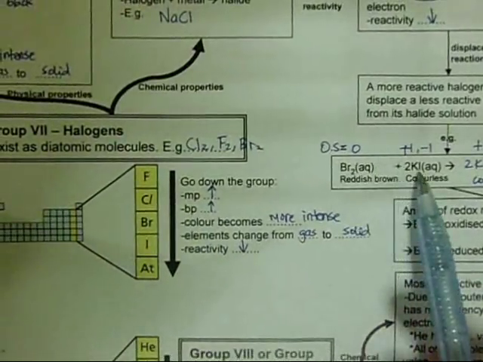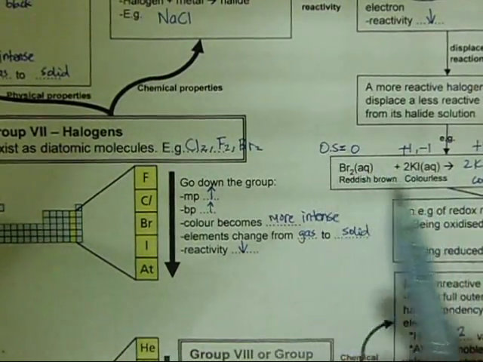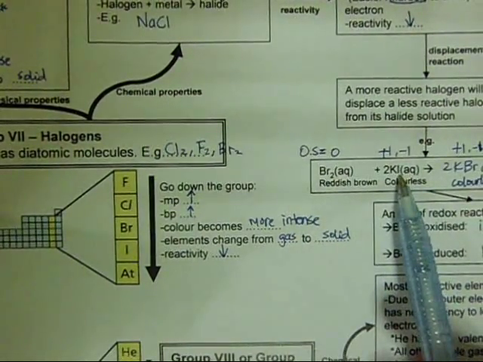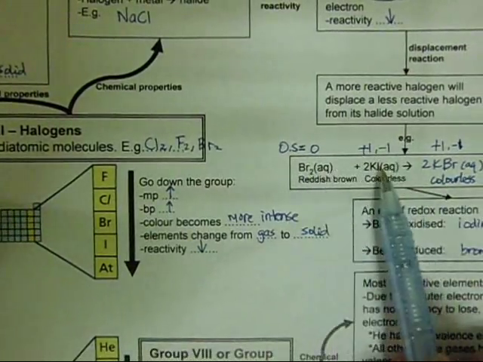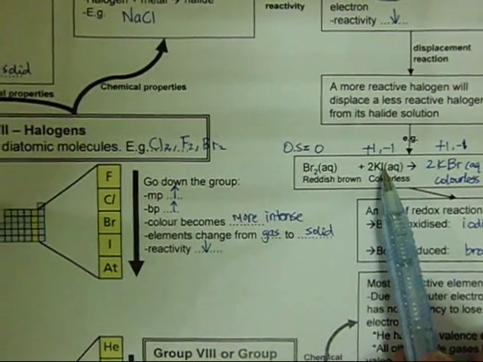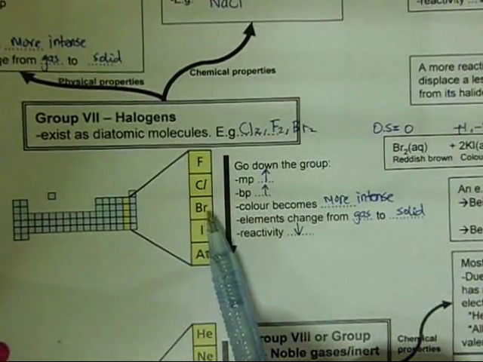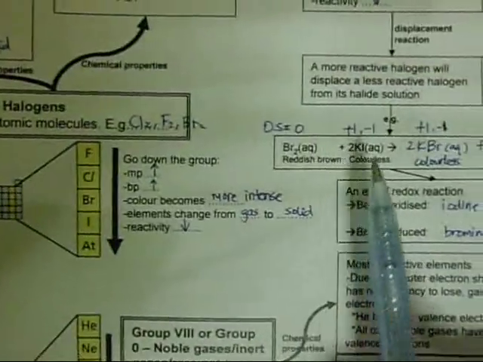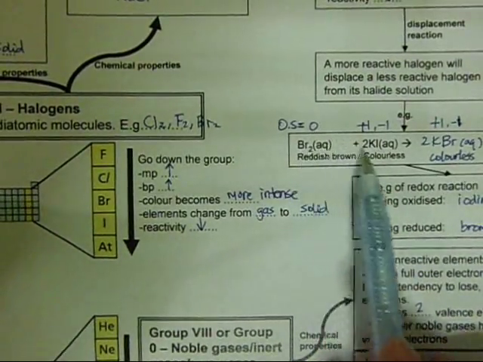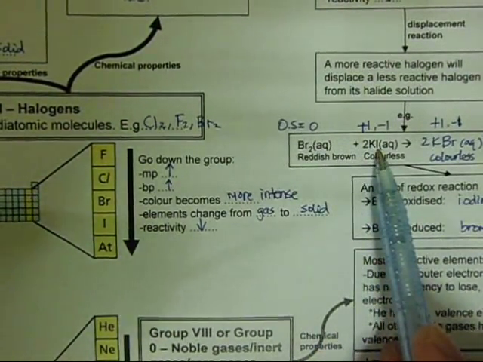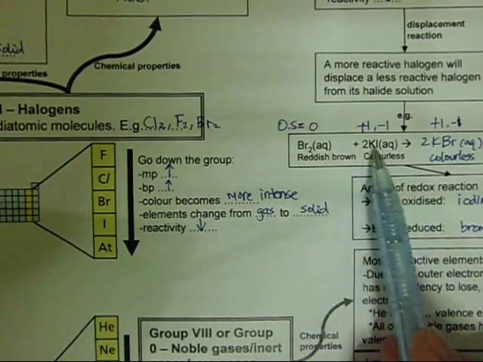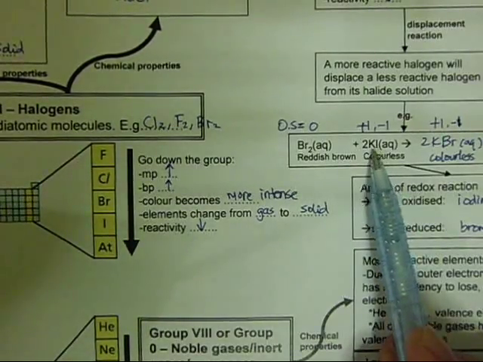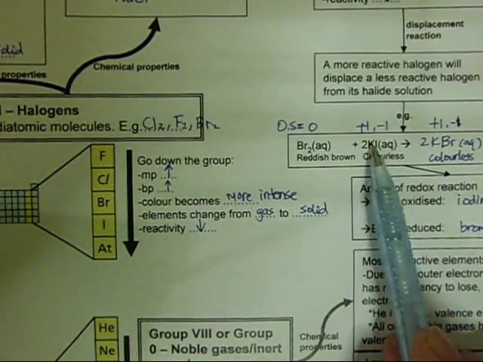Now for this reaction, the two halogens are bromine and iodine. Which one is more reactive? Then we have to look at this. Bromine is above iodine, so bromine is more reactive than iodine, which means that bromine will displace, displace means kick out, iodine from its halide solution. This is actually an ionic solution, KI.